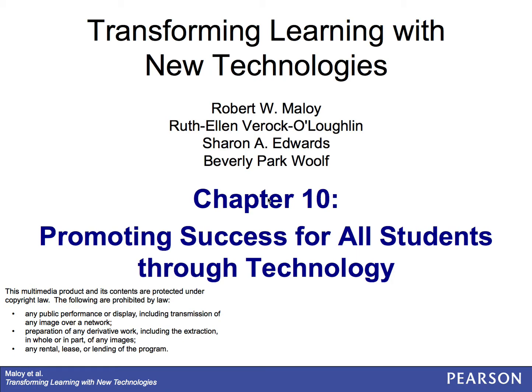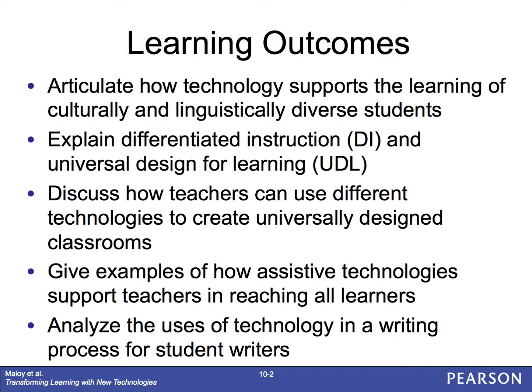Okay, this is Chapter 10, Promoting Success for All Students Through Technology. The learning outcomes will be: articulate how technology supports the learning of culturally and linguistically diverse students. Explain differentiated instruction. Now, differentiated instruction is part of your lesson plan, so you want to pay attention to that. And the Universal Design for Learning, the UDL. Discuss how teachers can use different technologies to create universally designed classrooms.